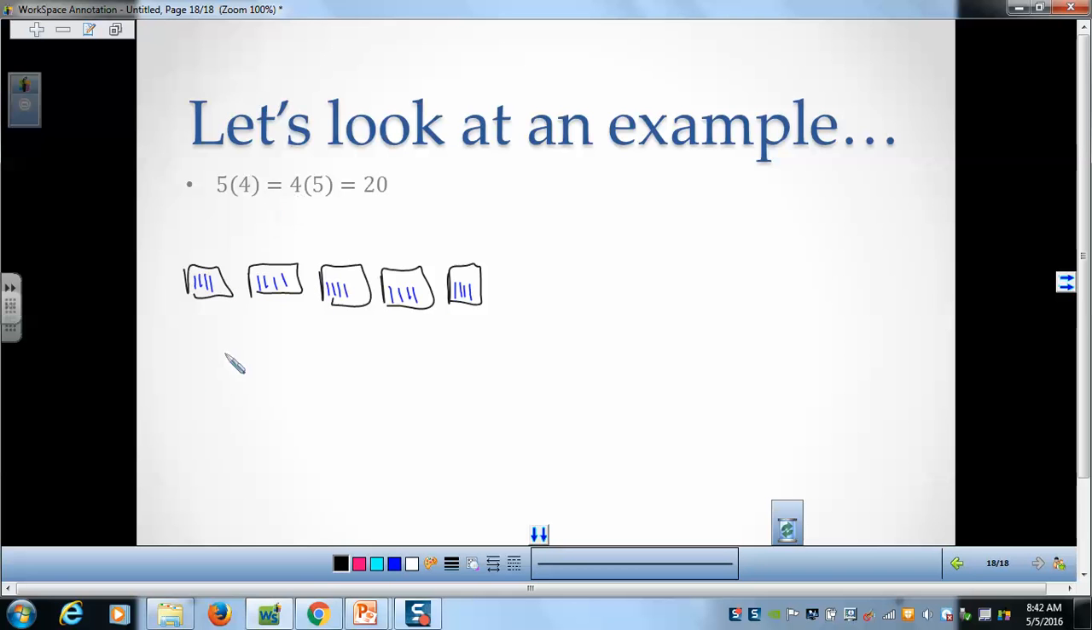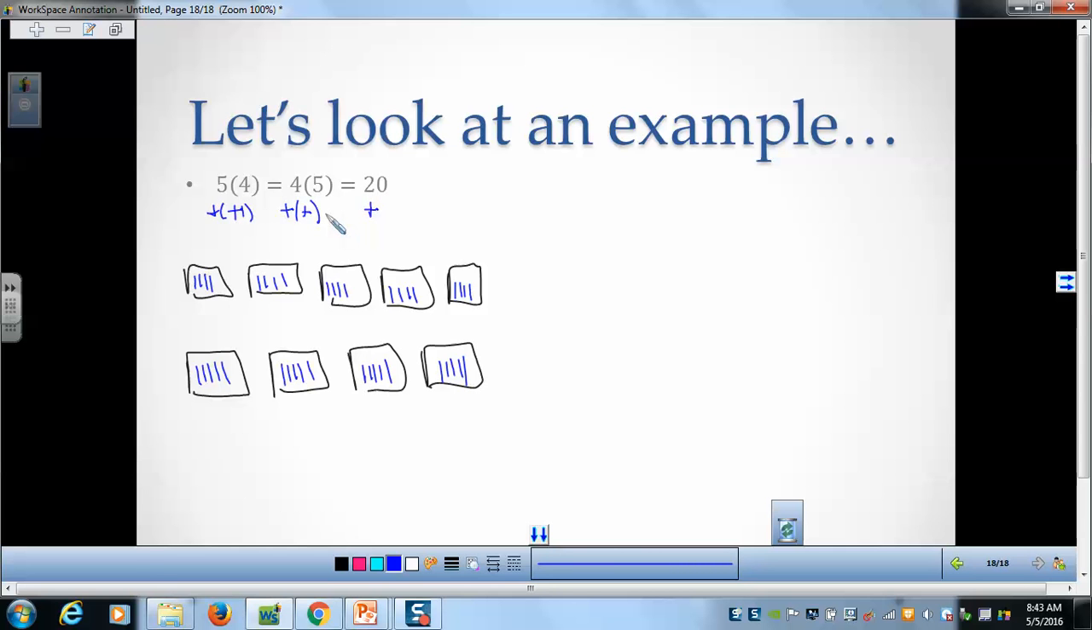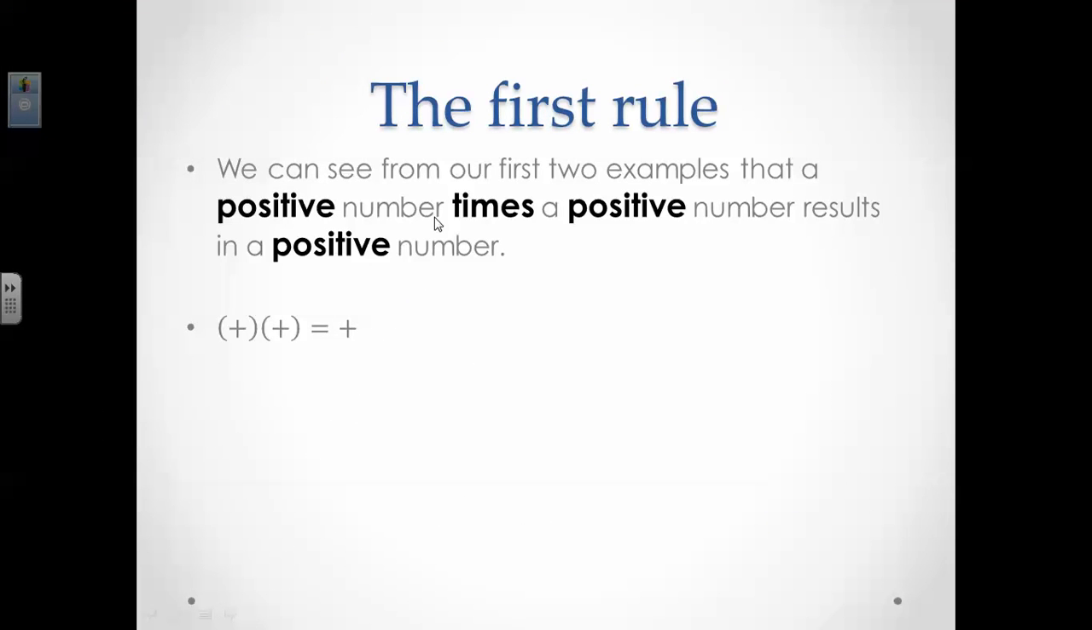Now, if we look at this, it says we have 4 groups. So here are our 4 groups. Within those groups, we have 5 items, and those 5 items are positive. Once again, you can see that yes, they're all positive numbers. I only have positive numbers, so my result is positive. So once again, we do a positive times a positive, and we end up with a positive number. That's our first rule: a positive number times a positive number results in a positive number.